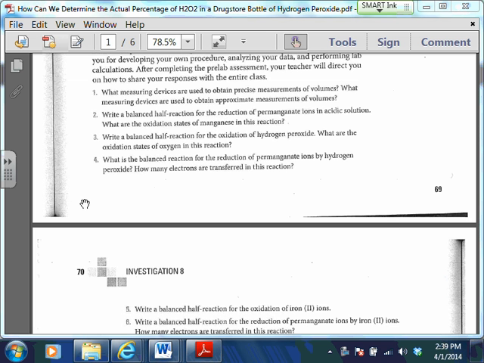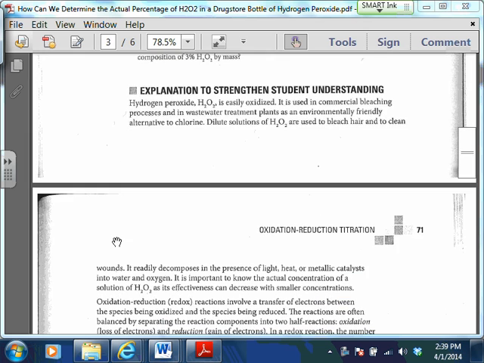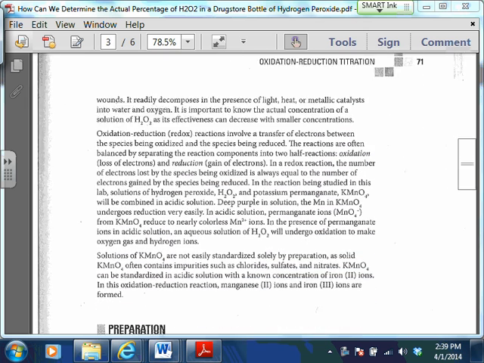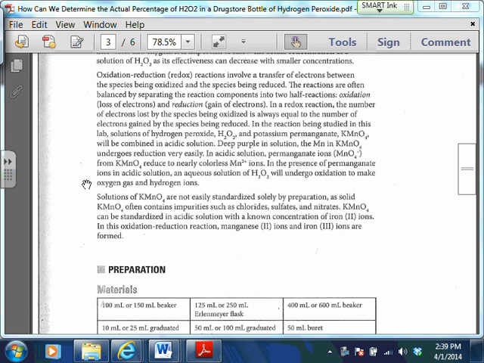Okay, so that probably doesn't make a lot of sense. You might not even know what permanganate is necessarily. So let's go down to the explanation to strengthen student understanding here. So it talks here about potassium permanganate, which is KMnO4. So the MnO4, the permanganate part, is MnO4 minus, right here. Okay, so that's permanganate.